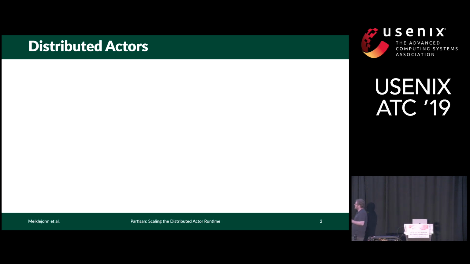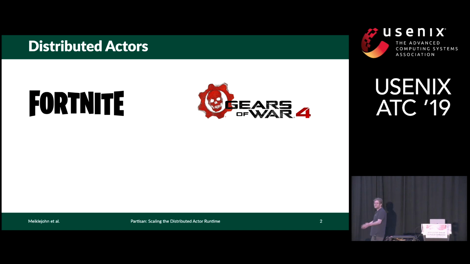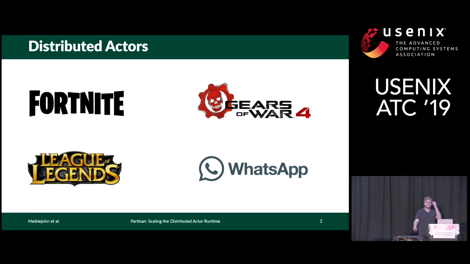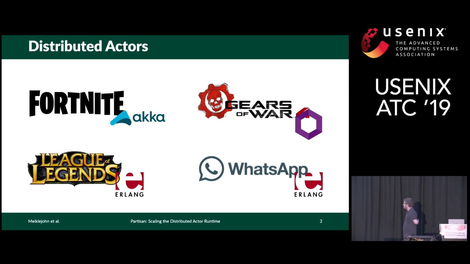And so distributed actors are really successful, and you probably know some of the applications they've been used on. Fortnite is a pretty popular application. Gears of War 4, Halo, these are popular games. League of Legends, you may have heard of. And WhatsApp, I'm sure a lot of you are probably using at this very moment. Each of these applications uses one of the three major industrial strength actor systems. Fortnite, for instance, uses Akka Cluster for the Scala programming language. Gears of War 4 uses Microsoft Orleans, as does Halo. And League of Legends and WhatsApp use the Erlang programming language.